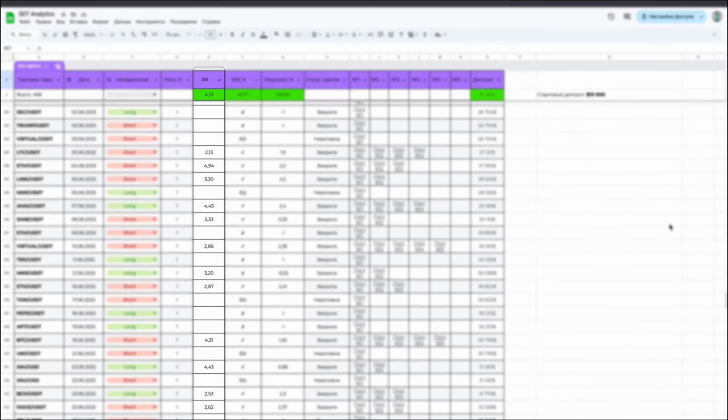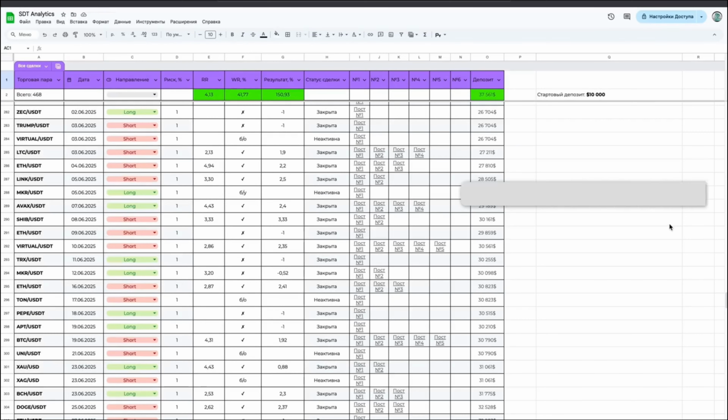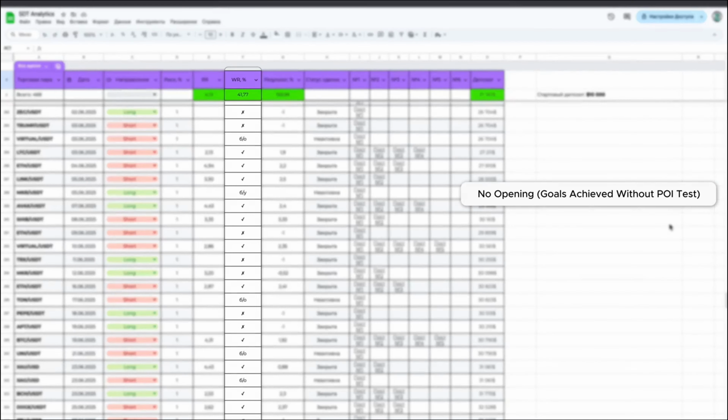If the RR column has no value, it means the trade didn't affect the result for one of two reasons. It wasn't opened because the price reached the target without testing the zone of interest. In the win rate, this is shown as BO, or the position closed at break-even, BE. We didn't lose anything, but we didn't make anything either. This usually happens due to partial profit taking or moving the stop, which reduced the risk to zero.